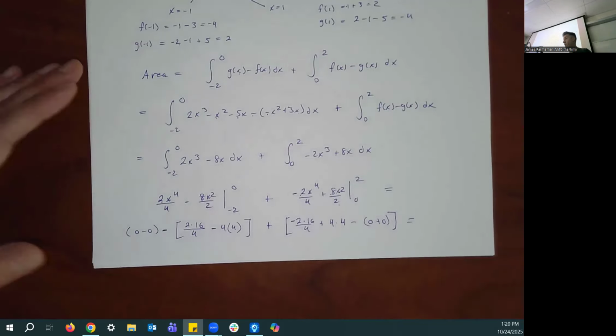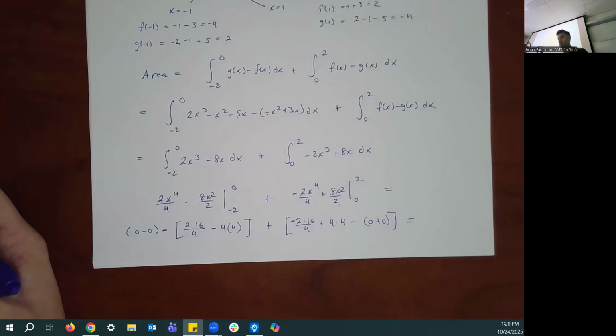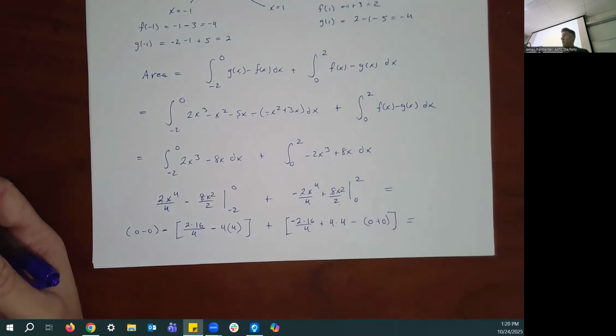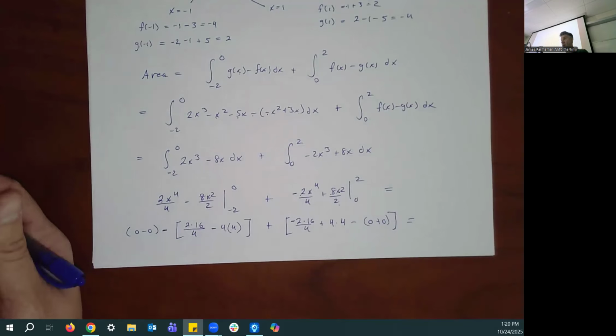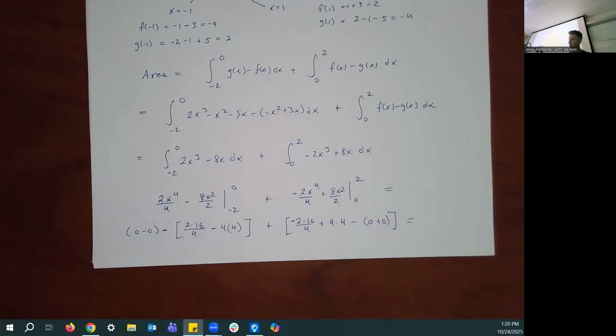Now, assuming we've done things correctly, our answer should be positive. If we get a negative answer, we better look back and see where we made a mistake. I always worry at this age, did they make a mistake? I don't know. Let's find out.